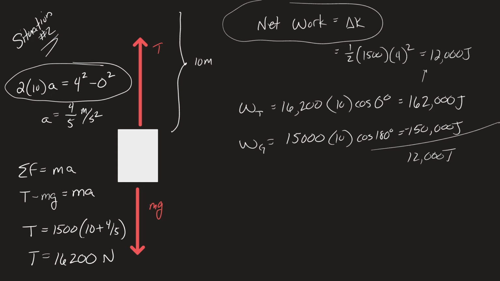All right, so that was situation 2, and we found the network by just doing the change in kinetic energy, but we went a long way around it to figure out the tension as well and calculated the 2 works, and it still comes out to be 12,000. So I think we're good so far. Keep going?